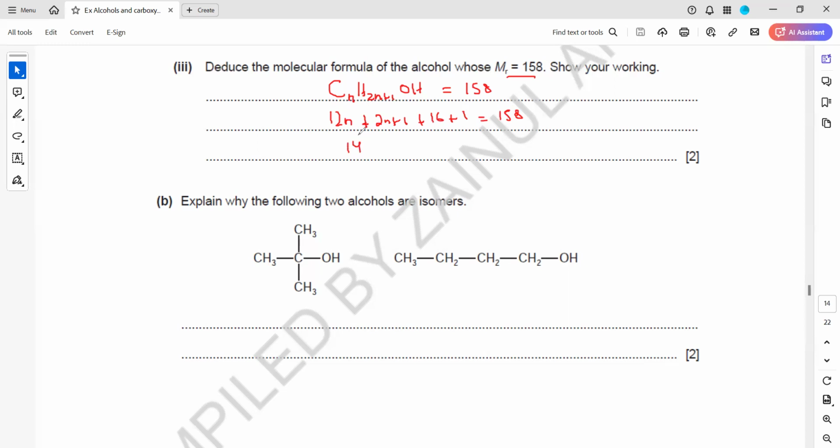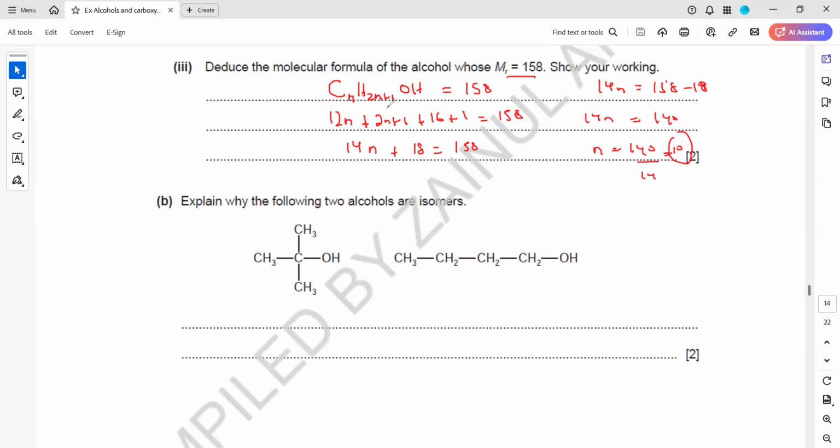So this will be 14n, because 12n plus 2n is 14n. And this will be 1 plus 16 plus 1, which makes 18. So 14n plus 18 equals 158. 18 is added on one side, so on the other side it will be subtracted. So 14n equals 158 minus 18, which makes 140. So 14n is 140, n equals 140 divided by 14, so n equals 10. So the value of n is 10.